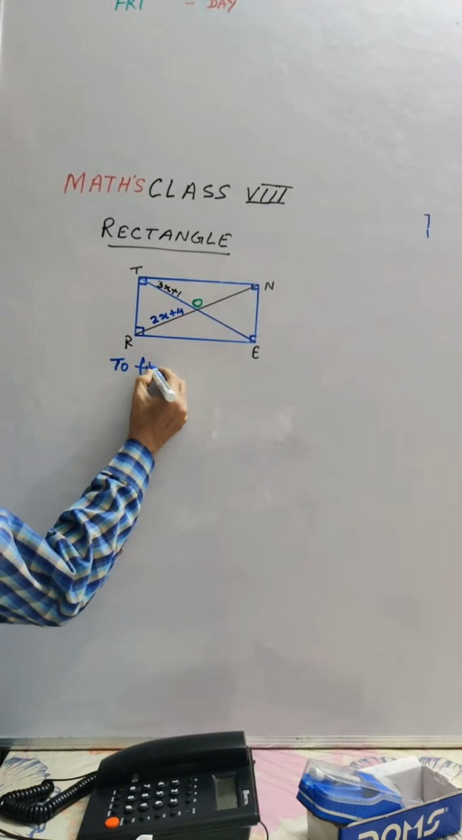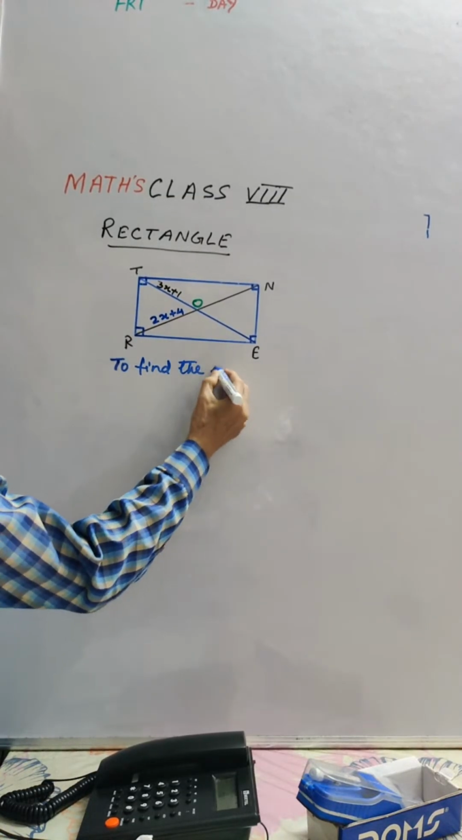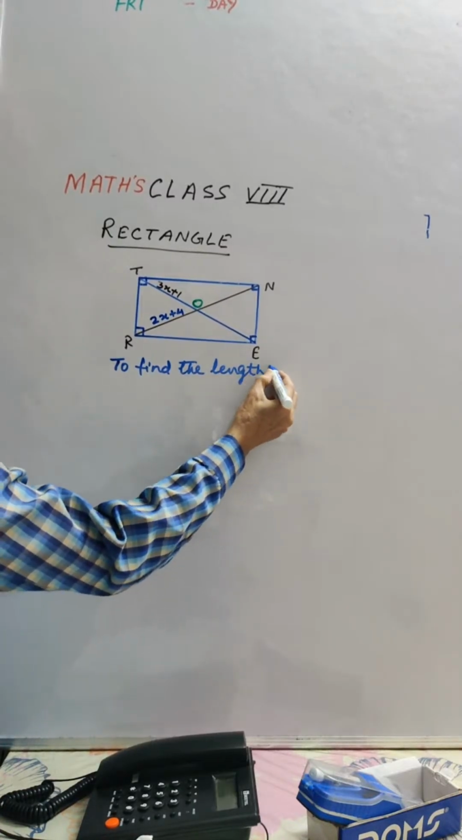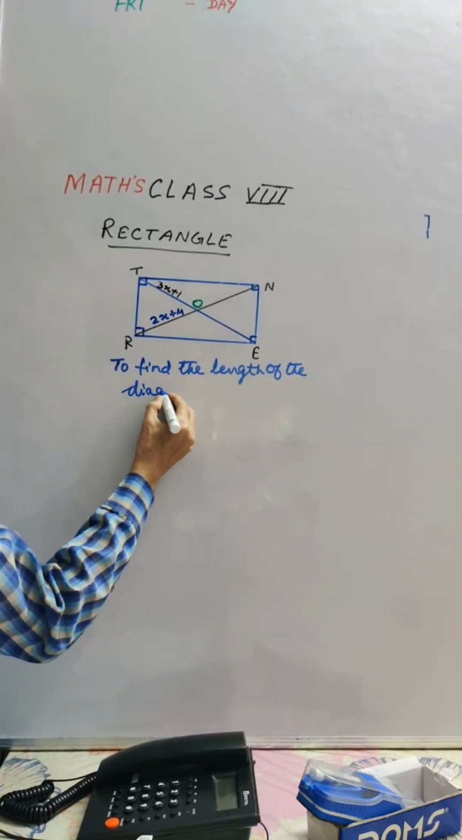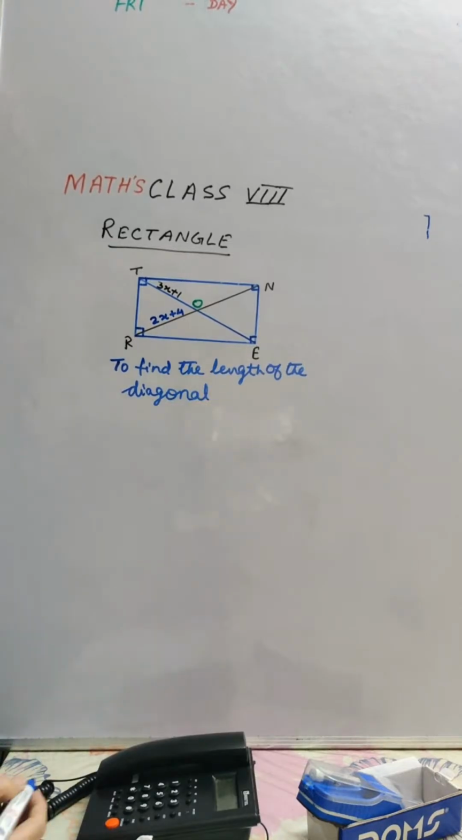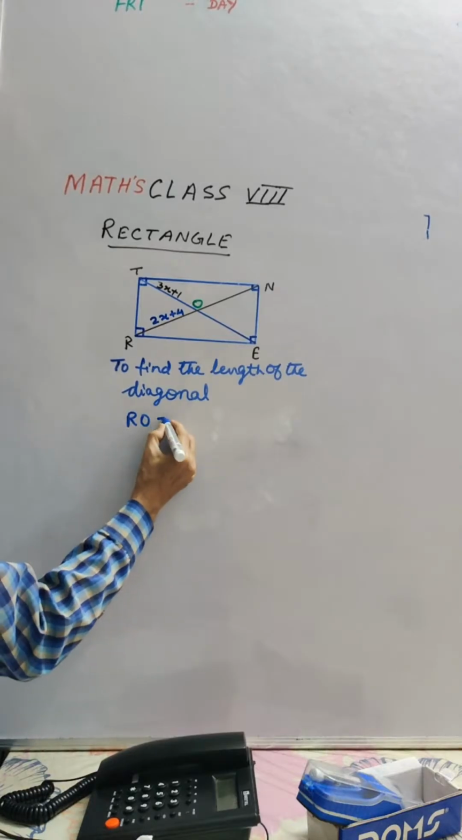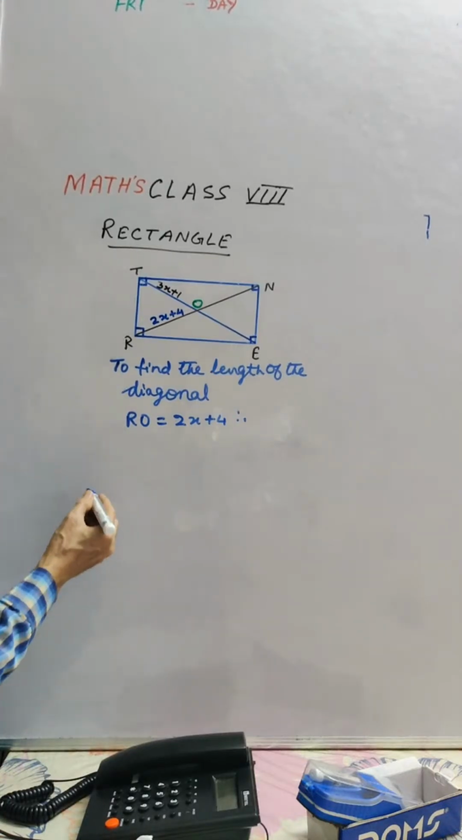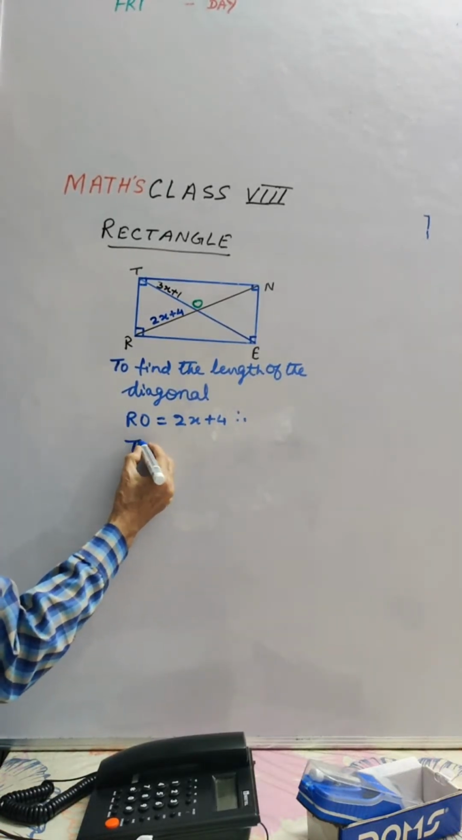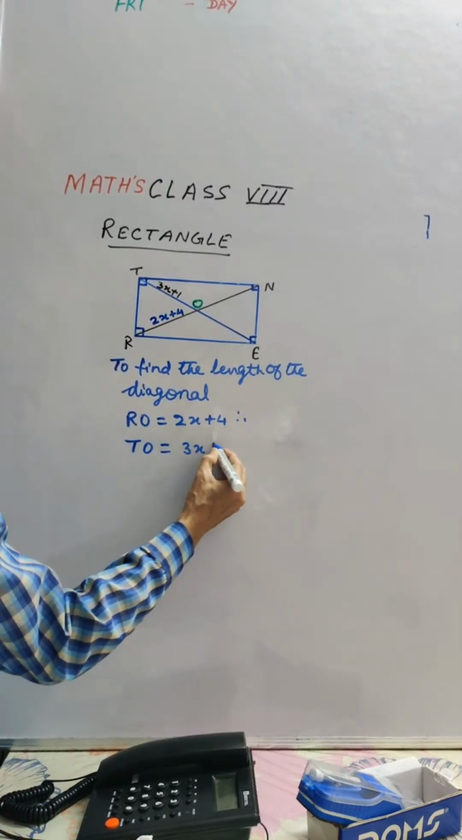To find the length of the diagonal, RO is equal to 2x plus 4. Therefore, TO is equal to 3x plus 1.